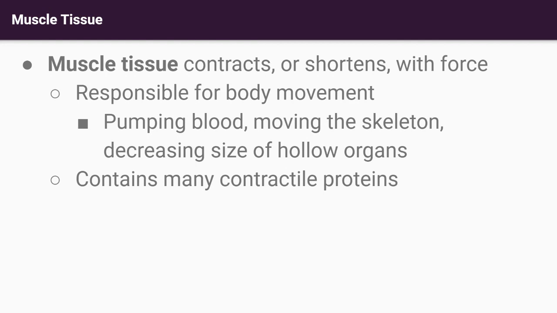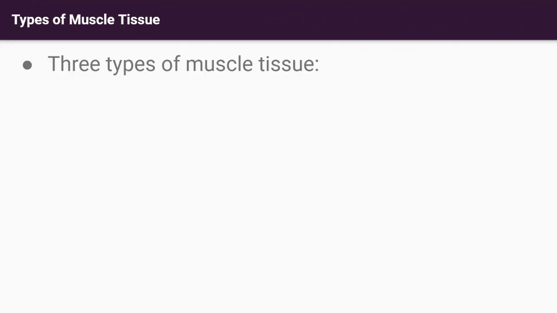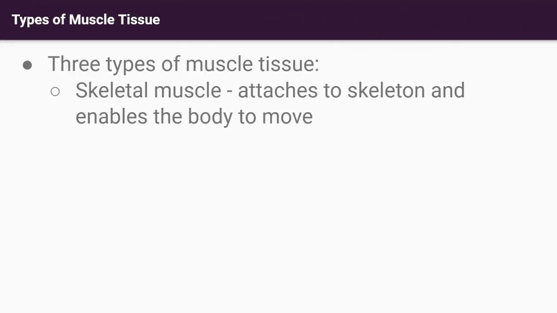Muscle contains many contractile proteins, like I just mentioned. When somebody says eat a lot of protein to help you gain muscle, well, they're not lying. Our muscles are made of proteins, and these proteins slide past one another. This actin and myosin, and we'll see that later in the year. Different types of muscle tissue. There are 3 types of muscle.